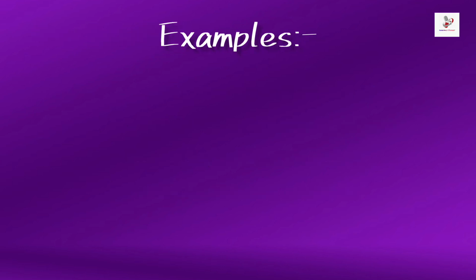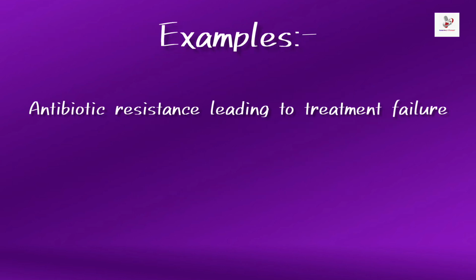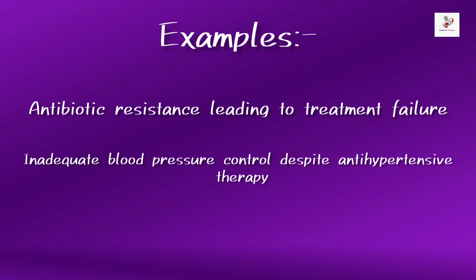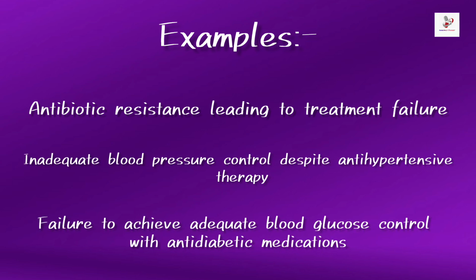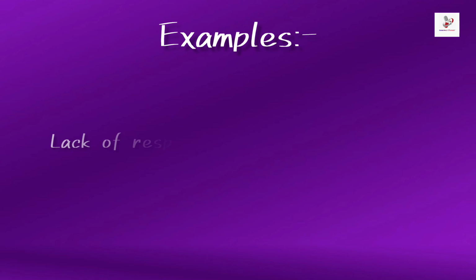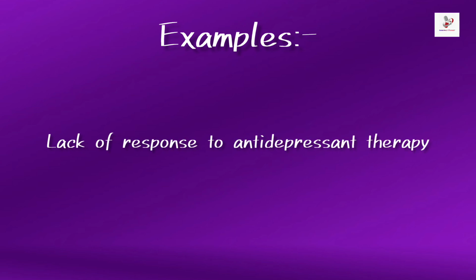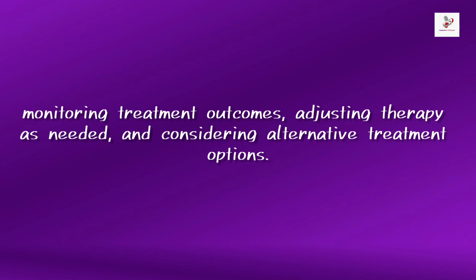Examples include antibiotic resistance leading to the failure of treatment, inadequate blood pressure control despite antihypertensive therapy, failure to achieve adequate blood glucose level and control with antidiabetic medication, and lack of response to antidepressant therapy. The type F drug reaction highlights the importance of monitoring treatment outcomes, adjusting therapy as needed, and considering alternative treatment options.